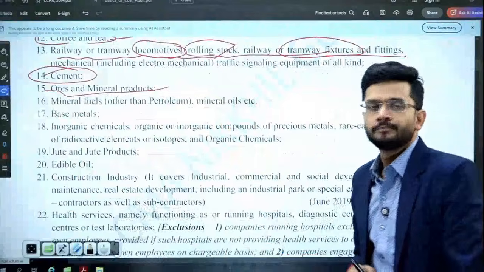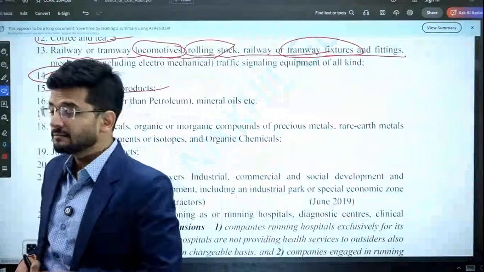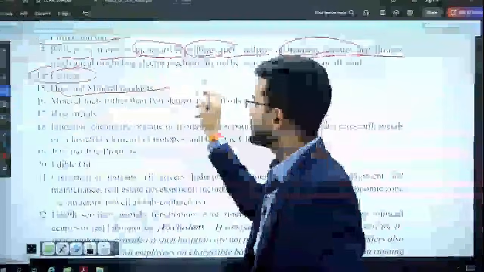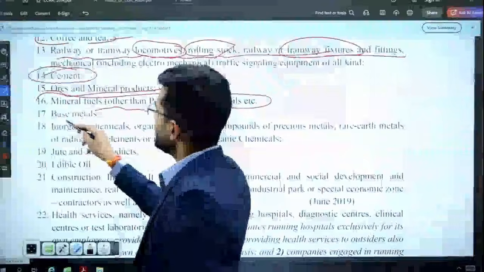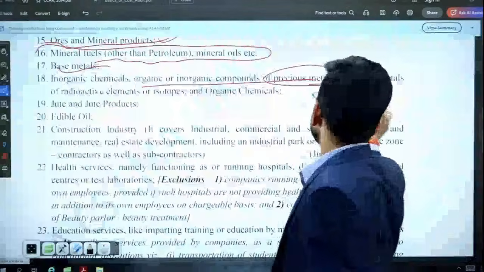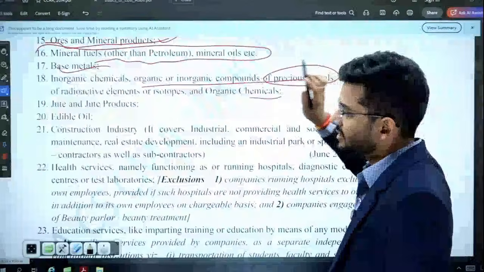Ores and mineral products, any kind of mineral production, extraction, which is the mining sector actually. You are into the mining sector. You call out minerals from the earth. That's included in these particular rules. Mineral fuels other than petroleum, mineral oils, etc. Base metal, inorganic chemical, organic, inorganic compound of precious metal, rare earth metal, radioactive elements, isotopes, organic chemicals, etc.